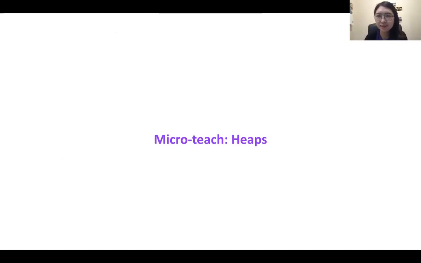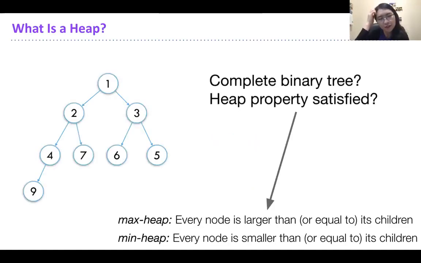We're going to talk about heaps for this video. So the first thing is, what is a heap? There are two types of heaps. The first one is max heap, where every node is larger than or equal to its children. The second is min heap, where every node is smaller than or equal to its children.